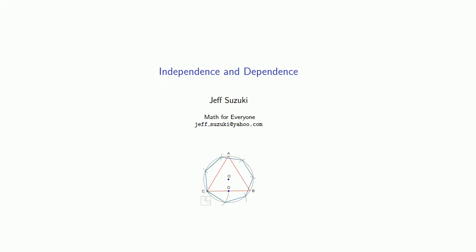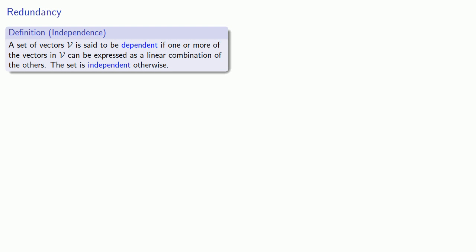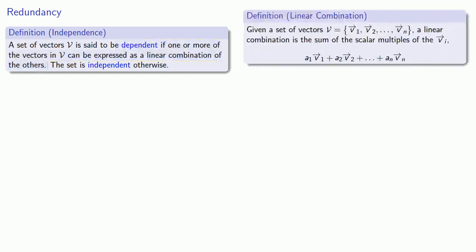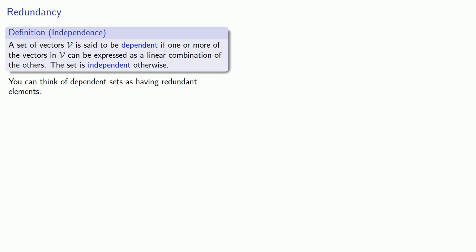An important concept that's related to the span of a set of vectors is the independence or dependence of that set of vectors. A set of vectors is said to be dependent if one or more of the vectors in our set can be expressed as a linear combination of the others. The set is independent otherwise. It's easiest to think about dependent sets as having redundant elements. And it's important to remember that it's the set of vectors that are dependent and not any specific vector.